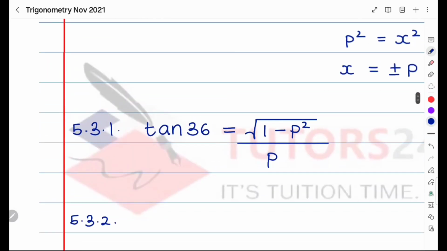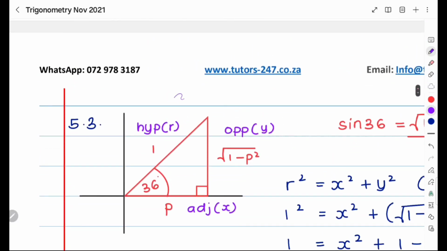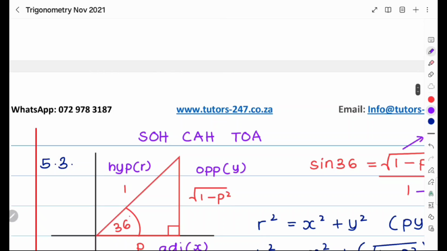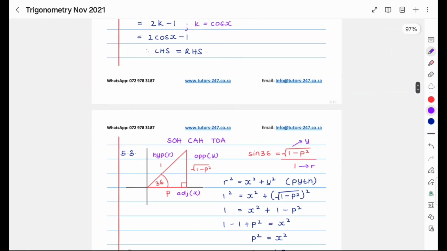5.3.2. Before we continue, let us just make a note at the top of this page. Always remember SOHCAHTOA when you are dealing with these types of questions. SOHCAHTOA means sine is equal to the opposite over the hypotenuse, cos is equal to the adjacent over the hypotenuse, and tan is equal to the opposite over the adjacent.